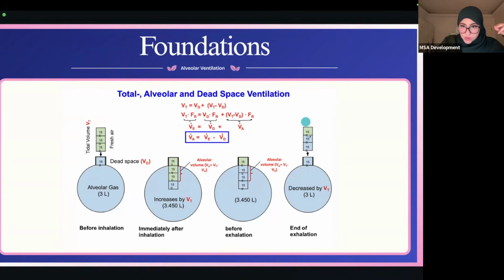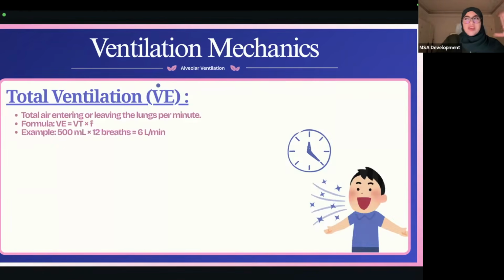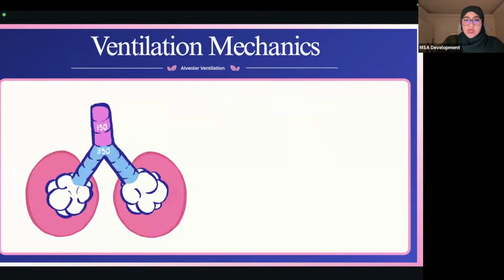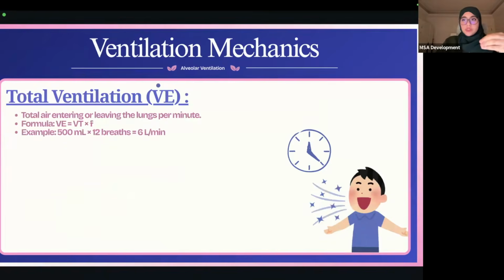And then this portion is dead space. This is the portion that never got exchanged to begin with. Now, an important concept to understand is that this was all volume, so this is all just amounts. So let's talk about ventilation.